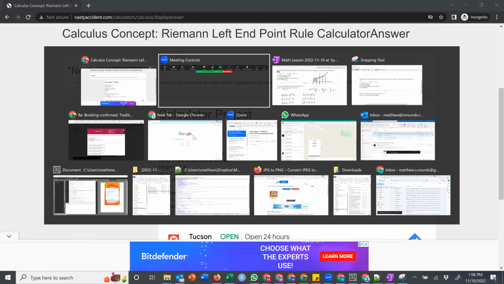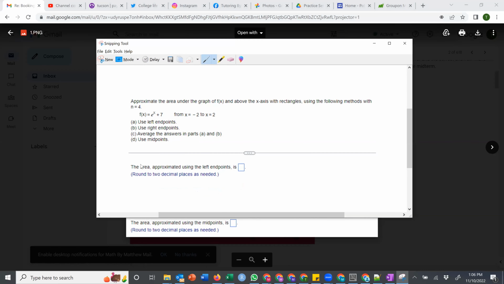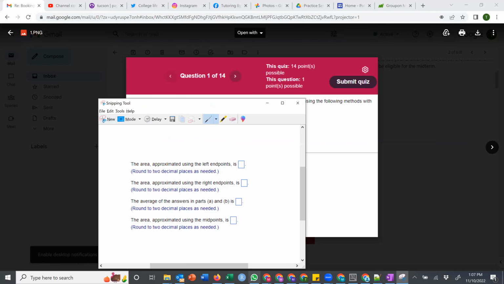So let me go back and snip in all the answers so that I can write the result in and then share that screen. It's doing the calculations that you normally have to do by hand. But again, students are given a calculator here, so it's really no different than that. So the first one is 32.22.